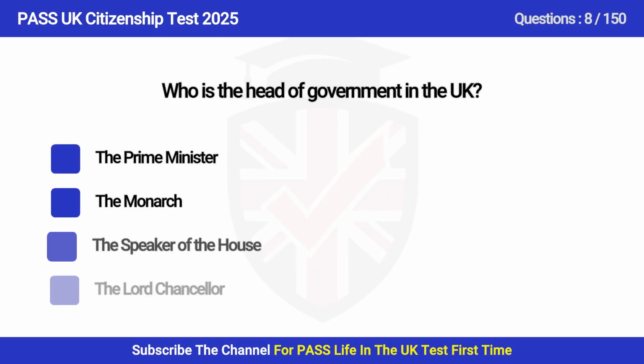Question 8. Who is the head of government in the UK? A. The Prime Minister, B. The Monarch, C. The Speaker of the House, D. The Lord Chancellor.